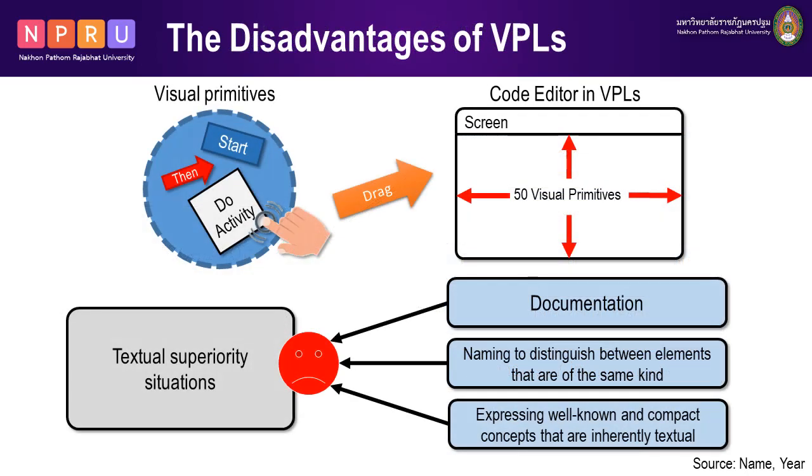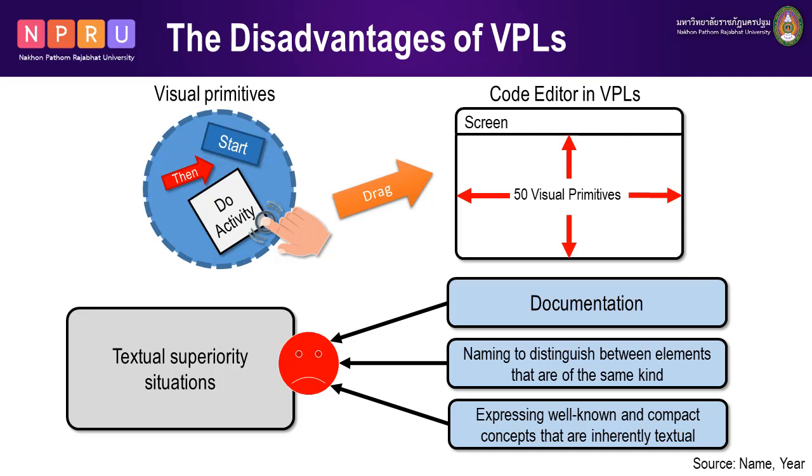In previous section, we have learned the advantages of visual programming languages. Now the disadvantages of visual programming languages are that we cannot have more than 15 visual primitives on the screen at the same time. There are some situations in which text has superiority, such as documentation, naming to distinguish between elements that are of the same kind, and expressing well-known and compact concepts that are inherently textual. For example, algebraic formulas.